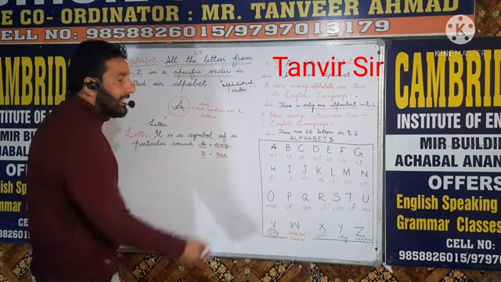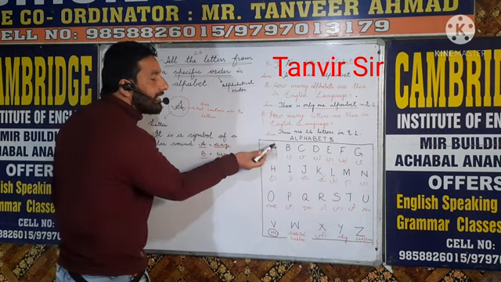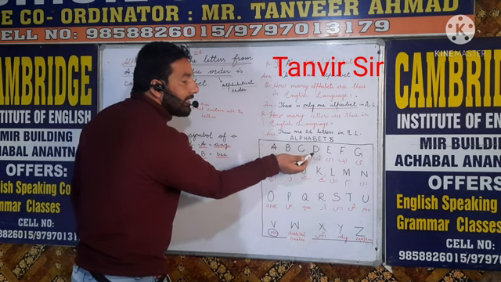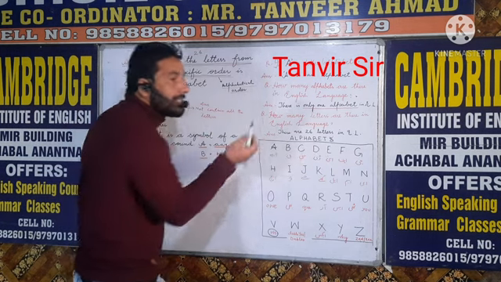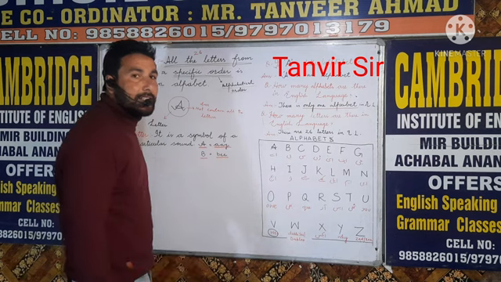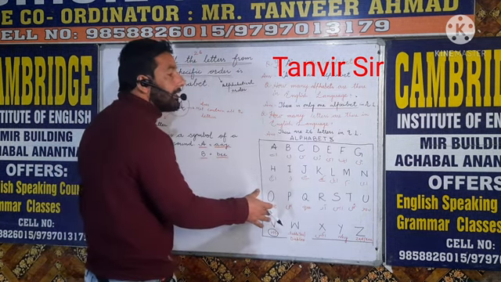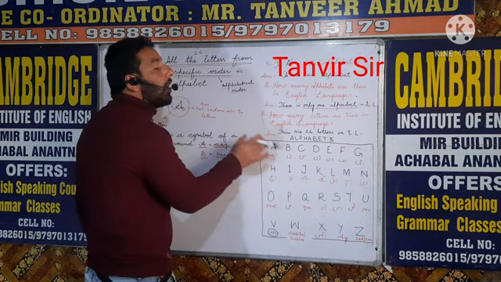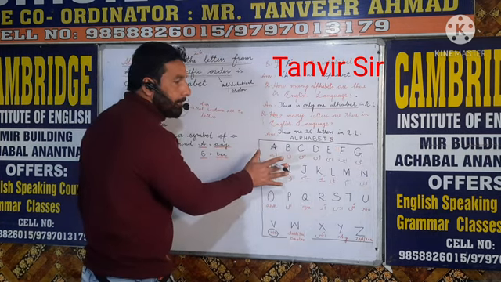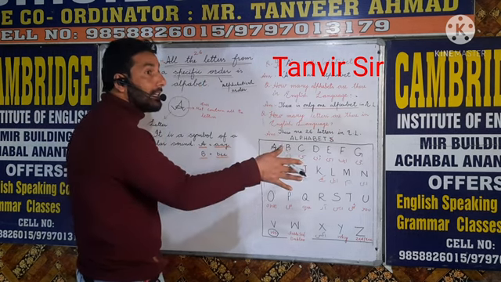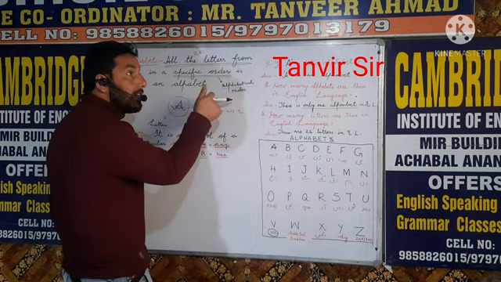Yes. And is that A? Yes, A is a letter. B is a letter. C is a letter. D is a letter. E is a letter. F is a letter. All these are letters. These are not alphabets, remember. Now, what is alphabet? Alphabet is a group name of all the letters. Remember, all the letters and in alphabetical order.